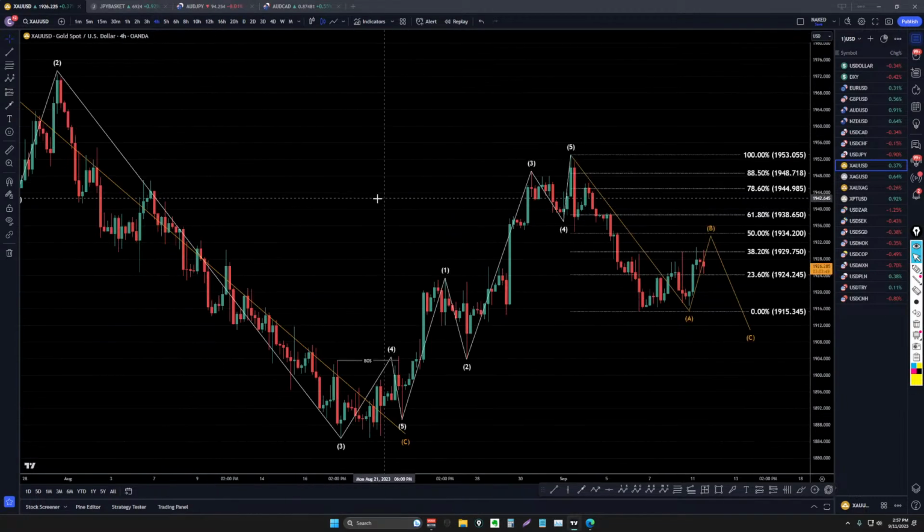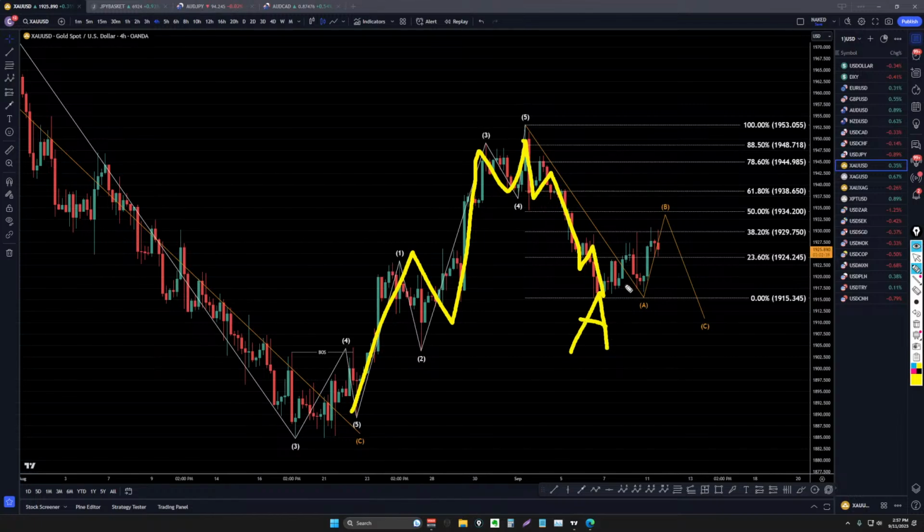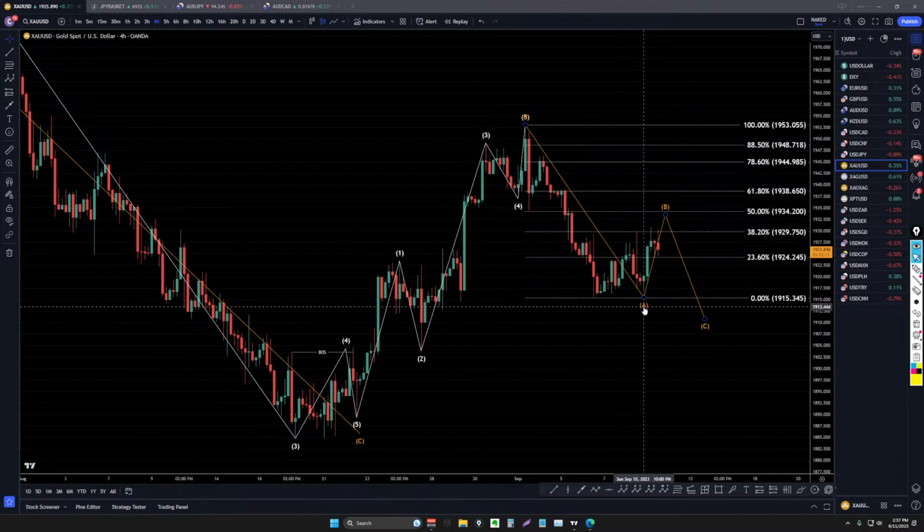So let's head down to the 4 hour. To me, on the 4 hour, this looks like a trend. 1, 2, 3, 4, 5. This looks like a trend also. 1, 2, 3, 4, 5. Wave A. Yeah, I don't know. I'm trying to figure out whether this is actually the end of that crescent or not.